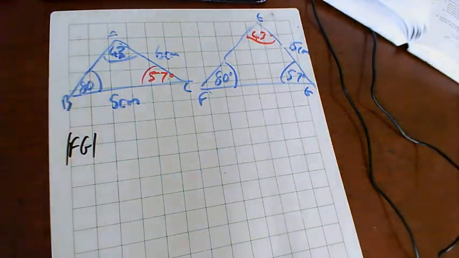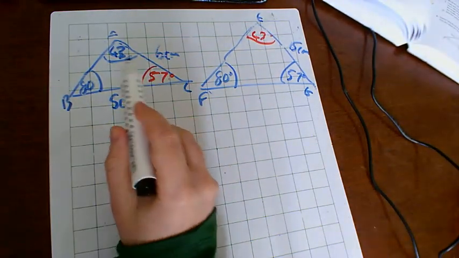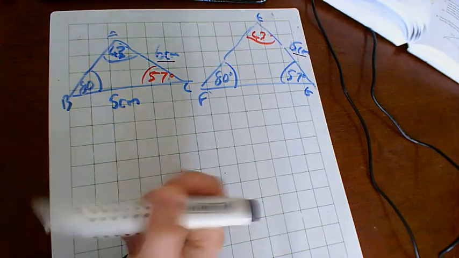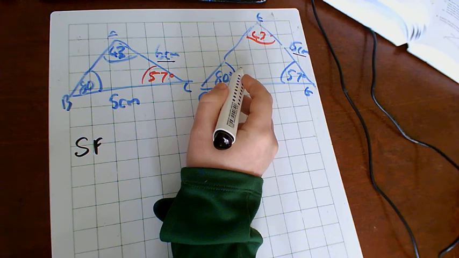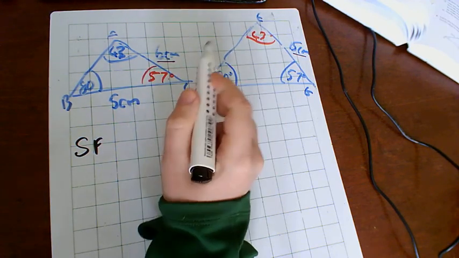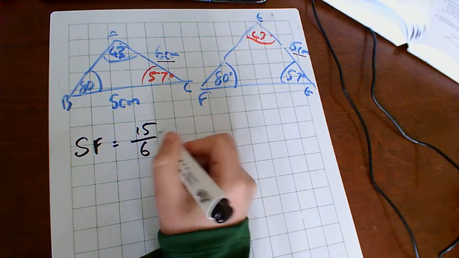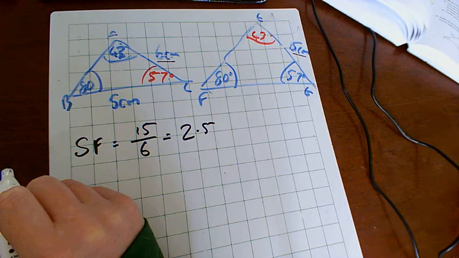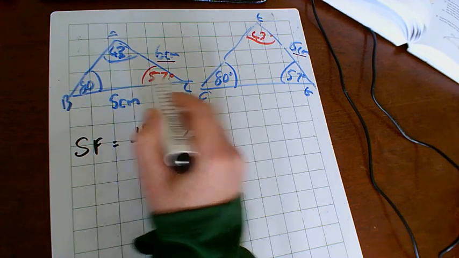So we need to find two corresponding sides. This FG obviously corresponds to the 5 centimeters. We have a 6 here and we have a 15 here. So I find the scale factor. What has this been multiplied by to get to this? So it's 15 divided by 6. That goes in 2.5 times. So every length in this triangle has to be multiplied by 2.5 to get to these lengths.